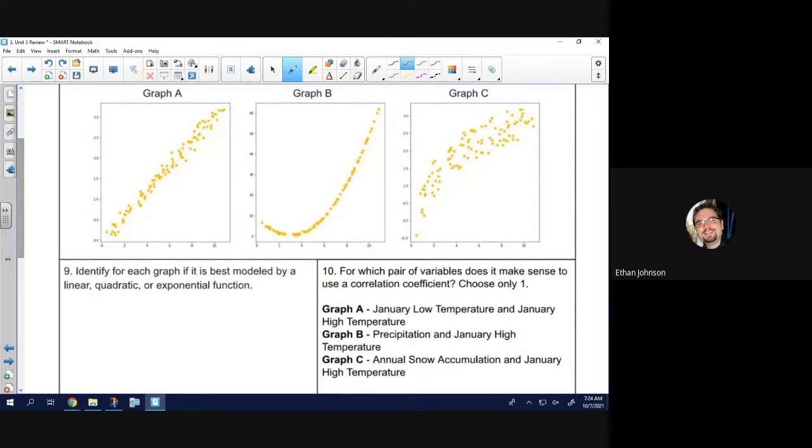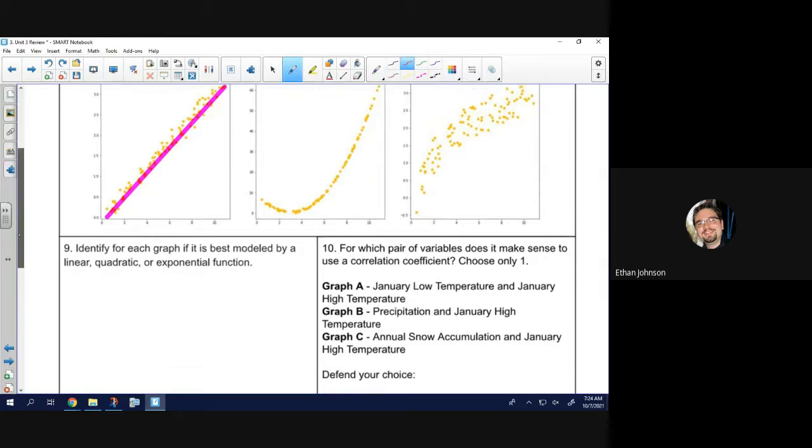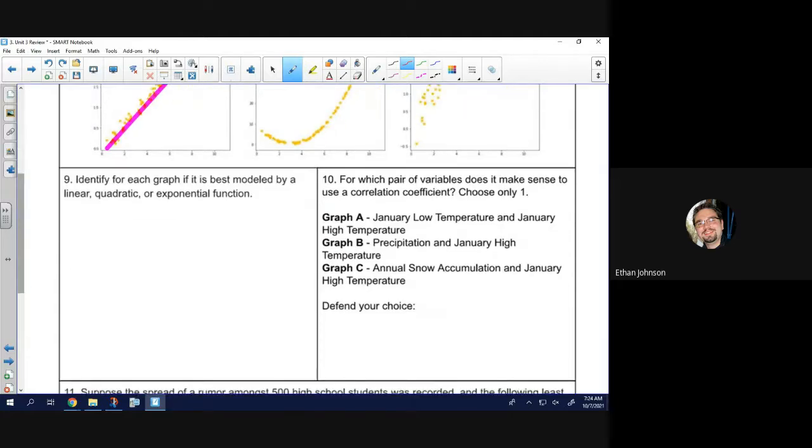Question 9 says, identify each graph if it is best modeled by a linear, quadratic, or exponential function. So, looking at the graphs for graph A, I notice pretty much all goes in the same direction in a nice kind of line. So I could say graph A is linear.